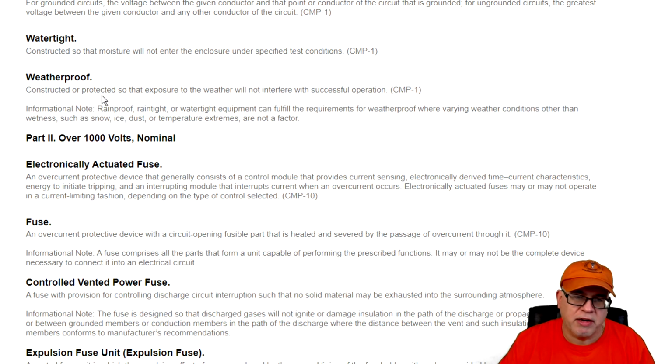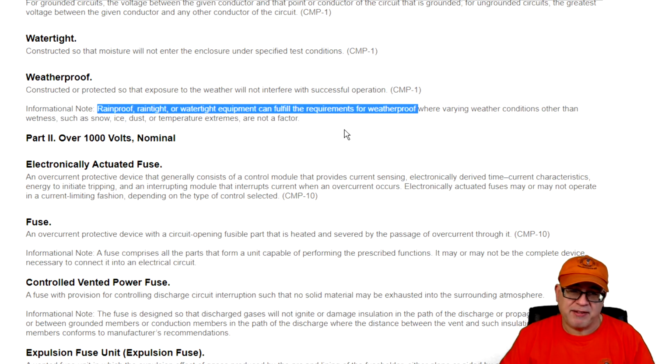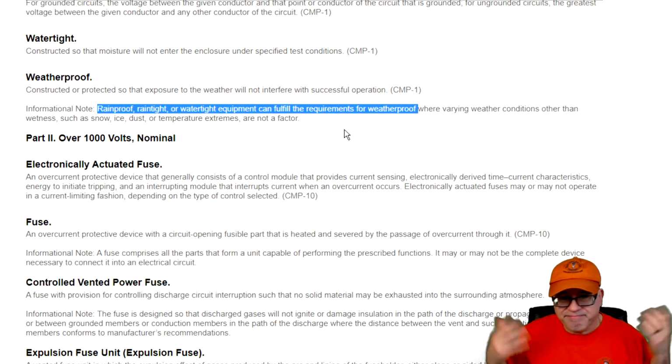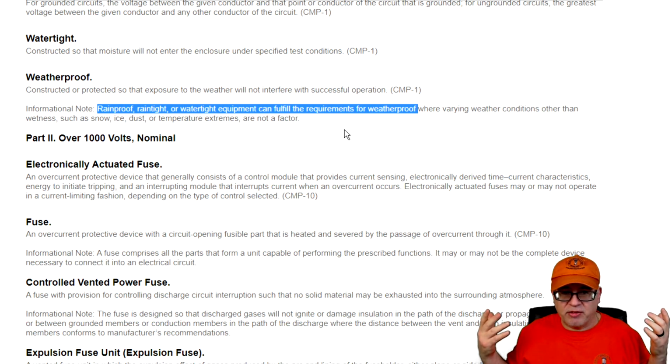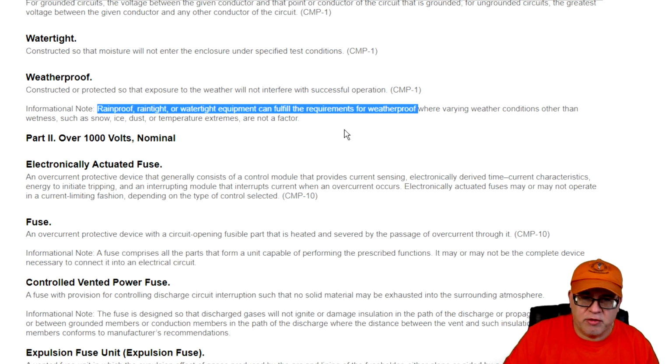Things get confused here. Now, there is an informational note, and it says, rainproof, rain tight, or watertight equipment can fulfill the requirements of weatherproof. Obviously, if it's watertight, moisture can't get into it. So as you can see, we have an overlap here. Rainproof, rain tight, and watertight equipment can meet weatherproof, but weatherproof won't necessarily meet those other conditions.